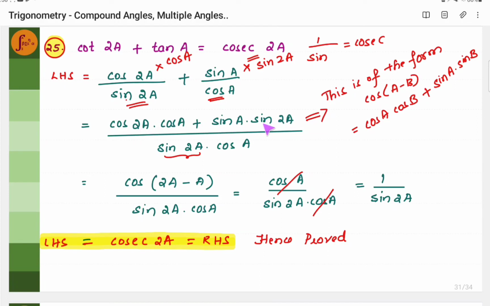Now you notice this again. Here all cos values are on one side, sine values are on one side. This is of the form cos A minus B. Cos A minus B is cos A cos B plus sin A sin B. So instead of A you have 2A, and instead of B you have A. So 2A minus A is A, cos A, and this denominator, right? Cos A and cos A will get cancelled. You are left with 1 by sin 2A. What is 1 by sin? Cosec, right? Cosec 2A. So we have proved.